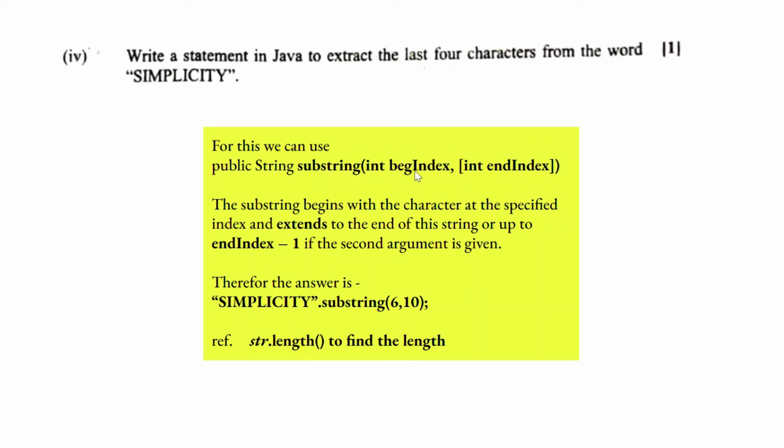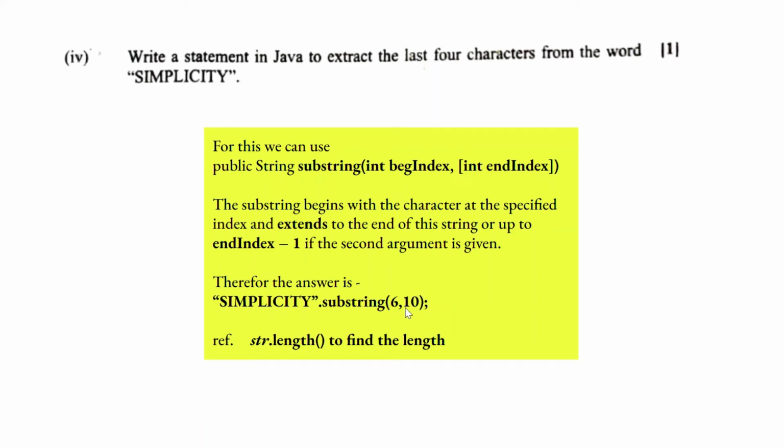Right? The first parameter tells us from where you want to begin the extraction, and the second parameter, which is optional, tells till which position you want to extract the substring. If you don't pass the value for the second parameter, it will extract the string from the first parameter to the last, right? So look at this. For simplicity, this is the string. Dot substring starts extracting the characters from the sixth position and extracts till the last character.